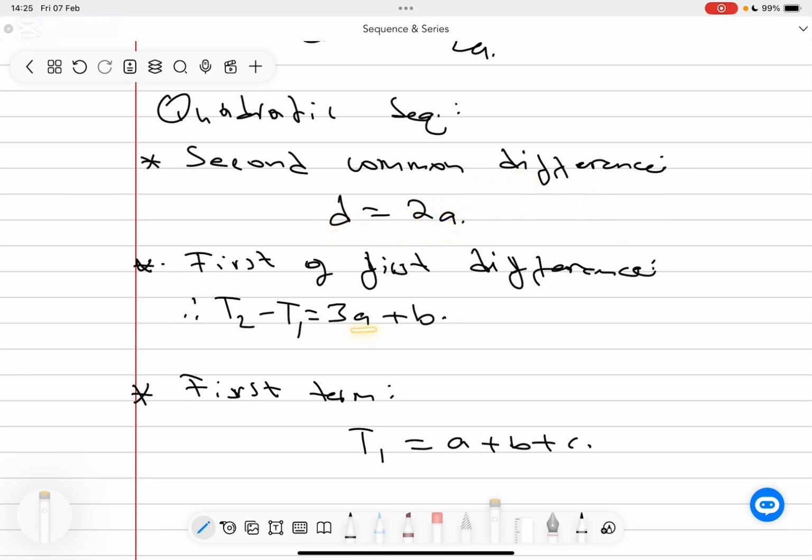And because I know a, I can put the a here, and if I know the b, I can put the b as well. Then I can find the numerical value of the first of the first difference. The same would be true to say, if I know a, b, and c, I can put their values there and calculate the actual value of term 1. That's how we can generate that sequence.